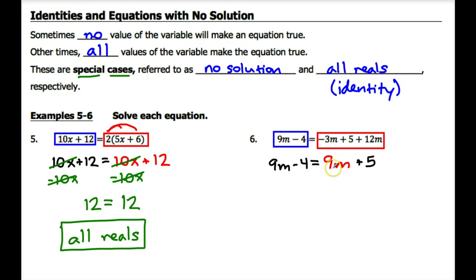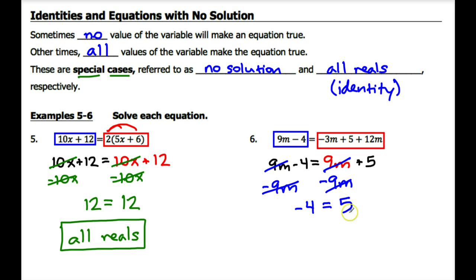So I see a variable on both sides. Again, I want to move that variable to one side first, so I can subtract this 9m over. And we'll see that the same thing happens. Since we have a 9m over on the left as well, these cancel out, and so again the variable goes away. So now I get the statement negative 4 equals positive 5. There is no variable in this problem, but this statement is false. Negative 4 is obviously not equal to 5.